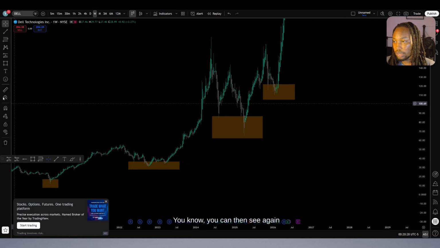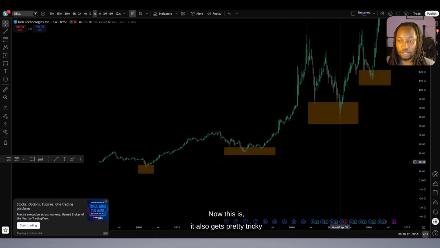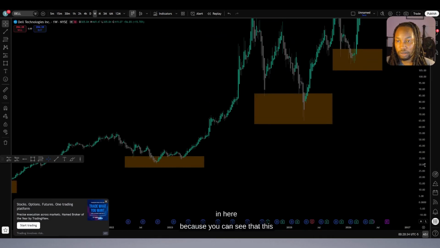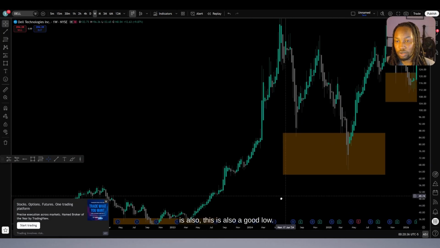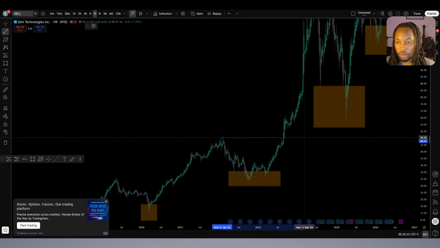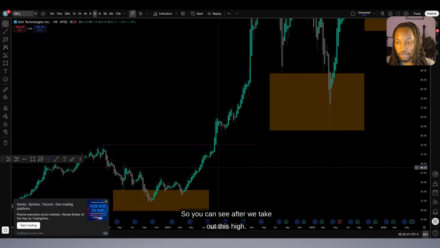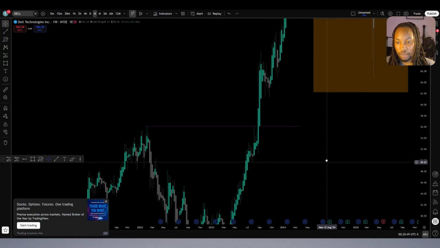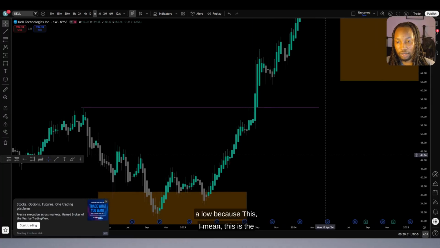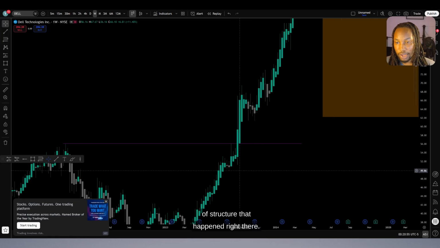You can then see again from this low to this high, 50%. Now it also gets pretty tricky in here because you can see that this is also a good low on the weekly time frame. We take out this high right here. So you can see after we take out this high, this is kind of a low because this is the low that caused the breaker structure or the change of structure that happened right there.